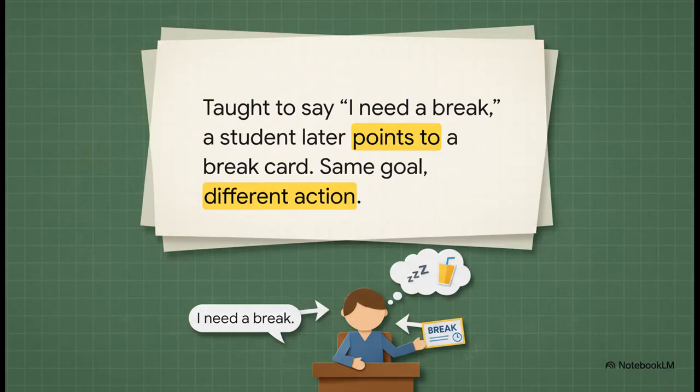This is a great practical example. The situation, the stimulus, is that the student needs a break. They were taught one specific response, saying the words. But over time, they generalized to a new response that's functionally equivalent, pointing to a card. Both behaviors get the job done.